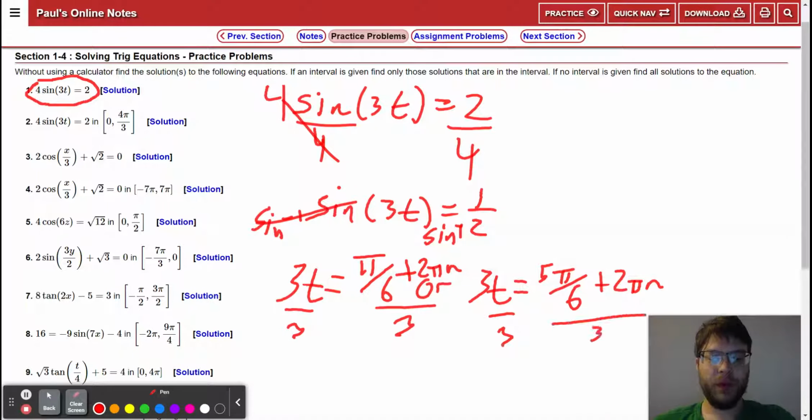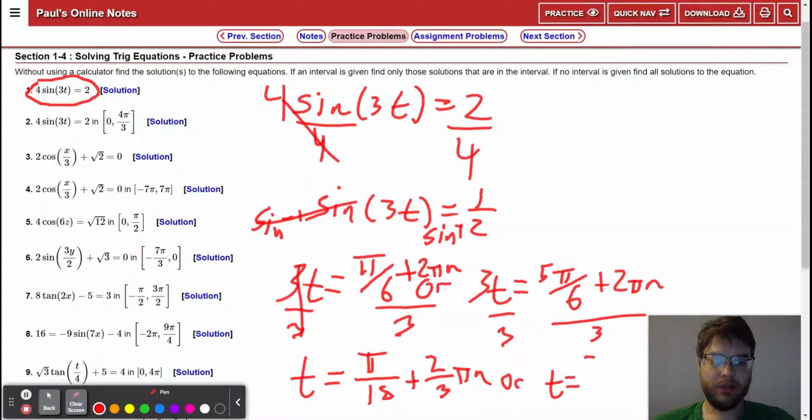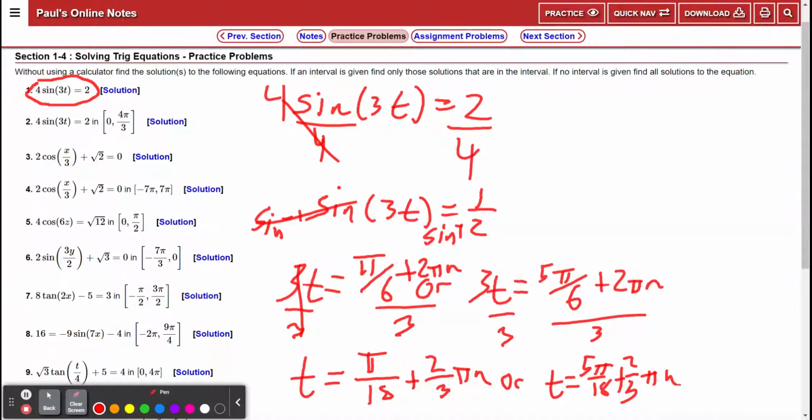So all of the solutions come out to be t equals pi over 18, because you divided by 3, plus 2/3 pi n, or t equals 5 pi over 18 plus 2/3 pi n. There you go. So that's one of the examples there. It's really similar for the other problems.